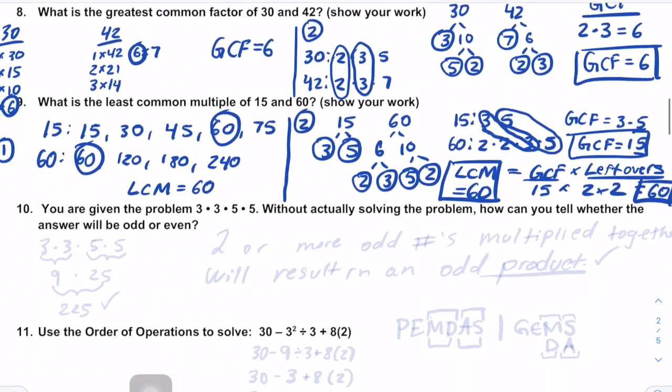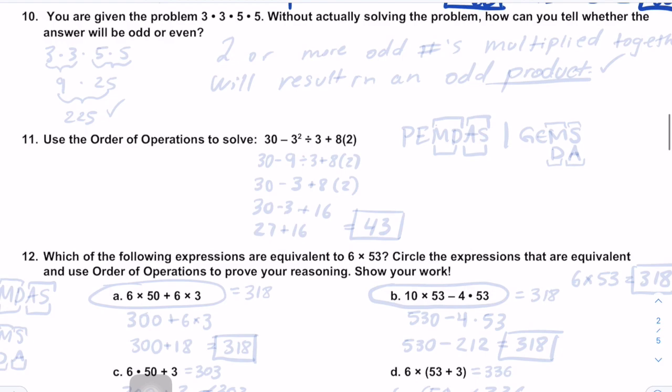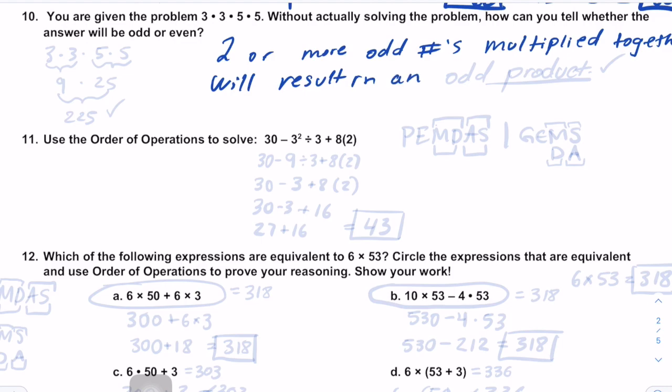Number 10 says you're given the problem 3 times 3 times 5 times 5. Without actually solving the problem, how can you tell whether the answer will be odd or even? This is simply one of the rules that we talked about in class, which was that 2 or more odd numbers multiplied together will result in an odd product.